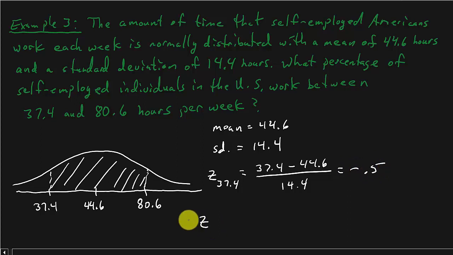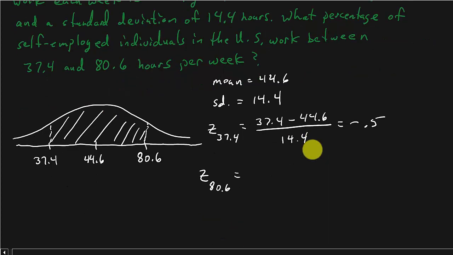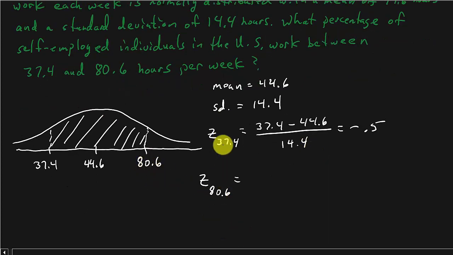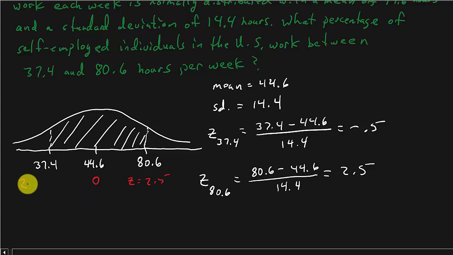And then let's calculate the z-score for 80.6. That's for this one. And I'm just putting these subscripts so we'll know which one's which. So it's the data item minus the mean over the standard deviation. And so this z-score is 2.5. So remember, on the standard normal, the mean is 0. This z-value is 2.5, and this z-value is negative 0.5. So I've got to look up these z-values.